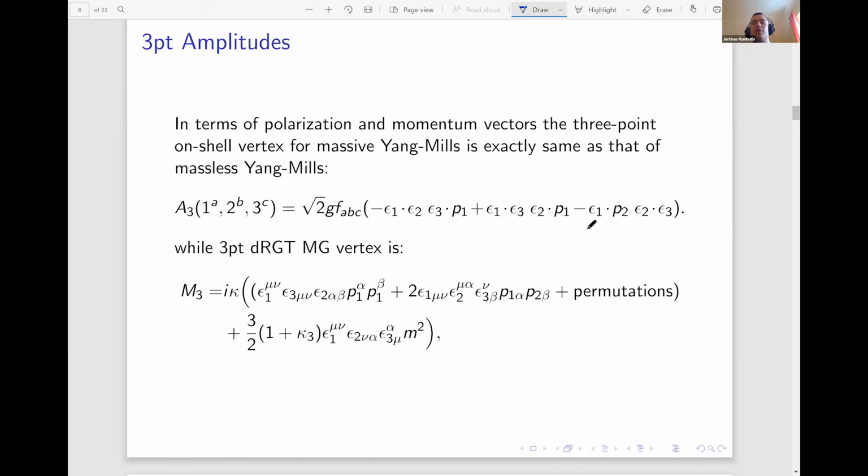The next step was to look at the 3-point amplitudes, and we found that for massive Yang-Mills, the 3-point on-shell amplitude looks the same as in the massless case if we express it in terms of polarizations and momenta. While for massive gravity, only this first line is the same as the GR 3-point vertex. So basically, this first line is already Yang-Mills squared. But there's an extra piece, and if we want the double copy to work, we need to make sure that this extra piece is 0. So we need to fix one of these two free coefficients, this kappa 3, to be -1, such that the double copy works at the 3-point amplitude level.